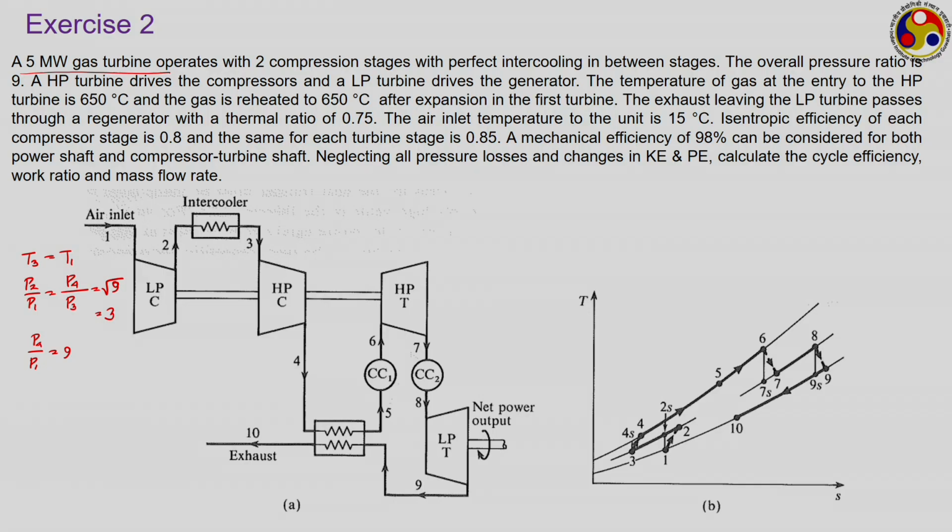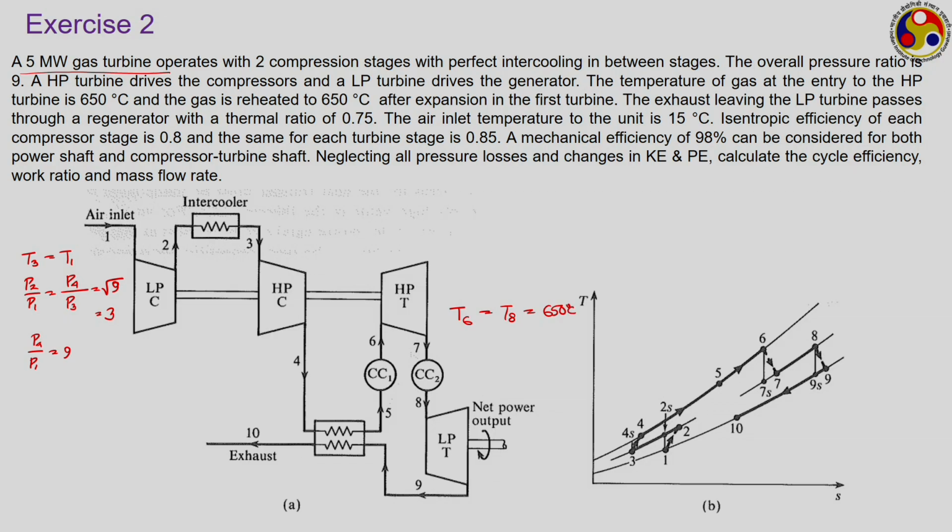Now, look at the turbine side. Okay, what other information is given? The temperature of gas at the entry to the HP turbine is 650 degree Celsius and is reheated to 650 degree Celsius after expansion in the first turbine. So, we are having ideal reheating as well. So, in this case you have T6 and T8 equal to each other, which is 650 degree Celsius.